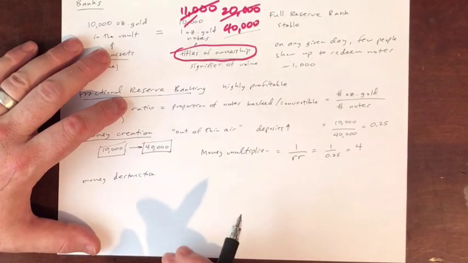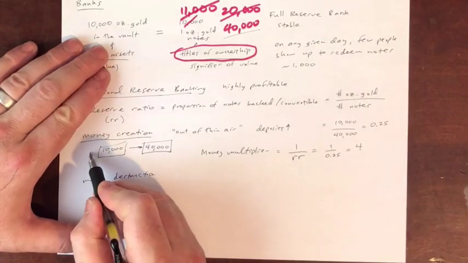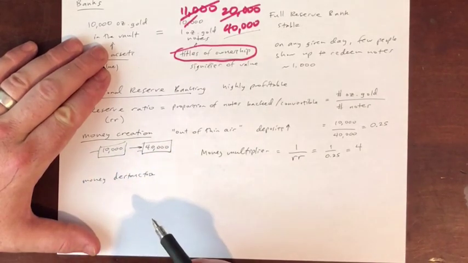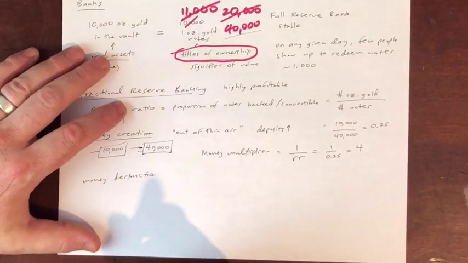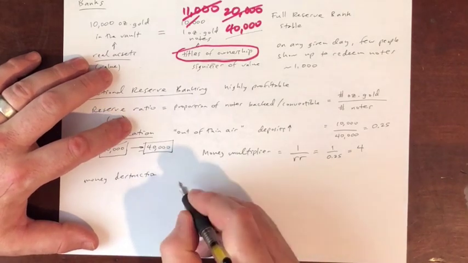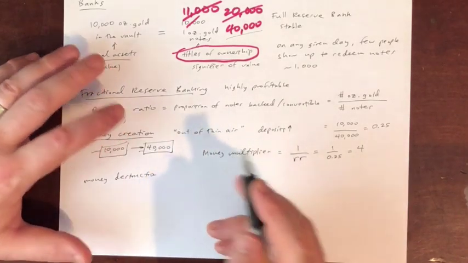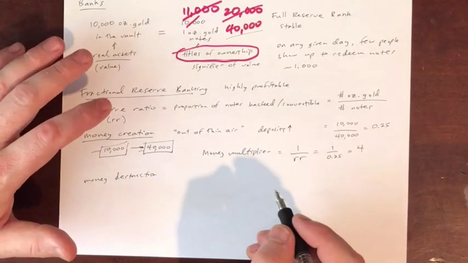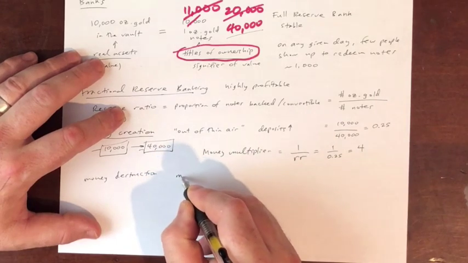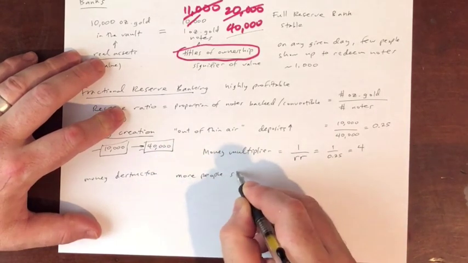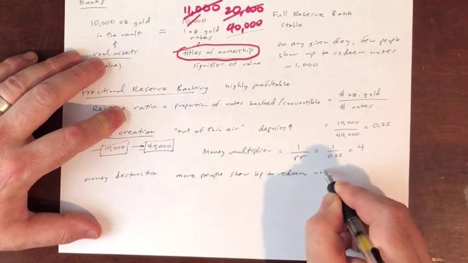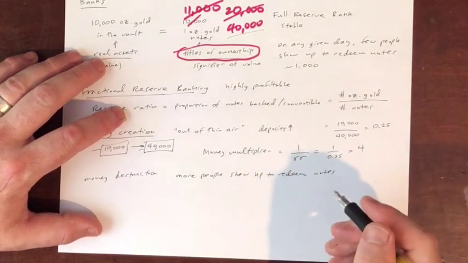Money destruction would just be the negative. If you withdrew this money, the notes would evaporate. Now, how does that happen? The notes don't actually evaporate. But to understand money destruction, let's imagine that day happens where more people show up to redeem their notes than there is gold available.